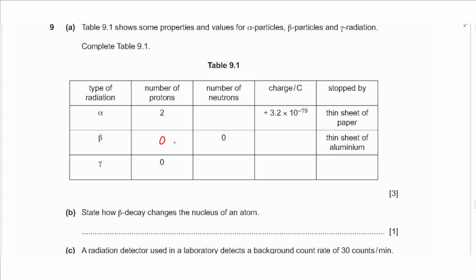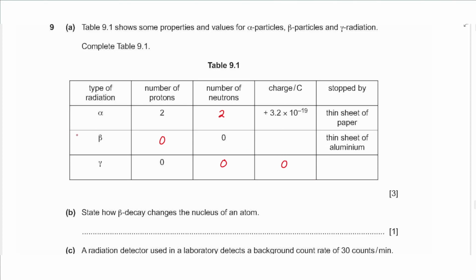It's an electron. Number of neutrons for an alpha particle is 2. It has 2 protons and 2 neutrons. For a gamma ray, it has no protons. It has no particles. It's a wave. As for the charges, the gamma radiation has no charge or no net charge.